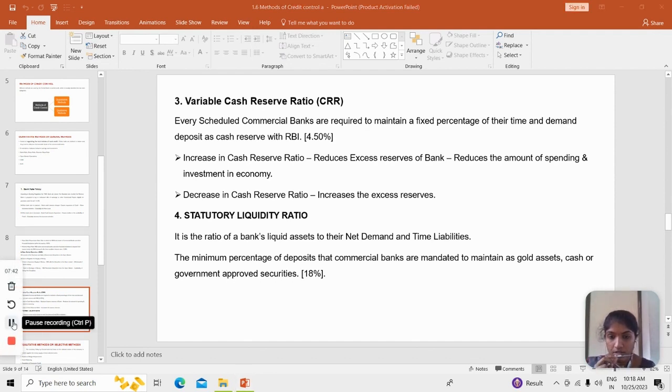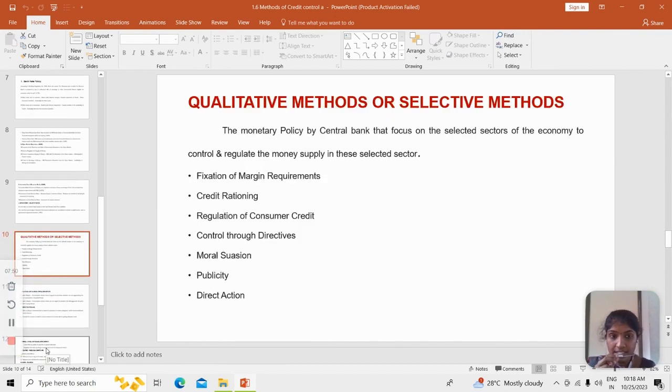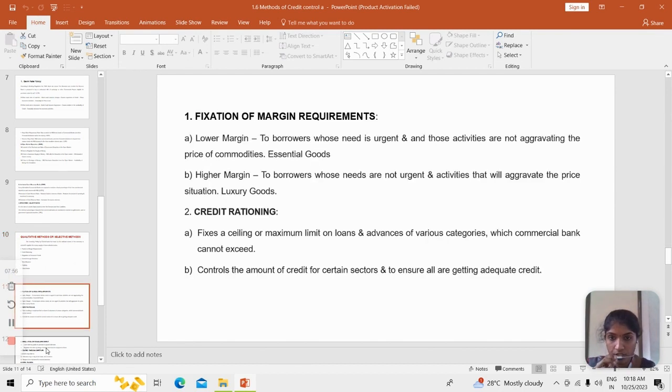Moving on to the next category of credit control method, which is qualitative credit control techniques. Qualitative methods can also be called selective methods. The first one is fixation of margin requirements. According to the needs of goods and services that a borrower wants, the RBI will fix a margin, which can be a lower margin or a higher margin in case of interest rate. A lower margin will be fixed for borrowers whose need is urgent, and for those activities which are essential and do not aggravate the price of the commodity, mainly for essential goods.